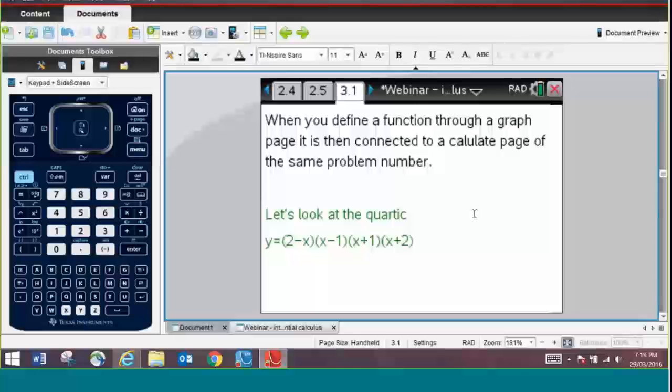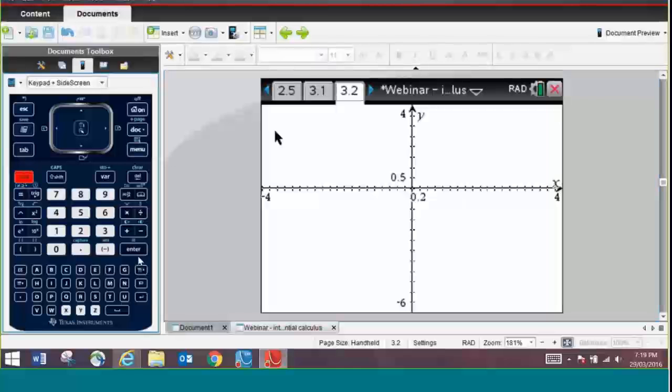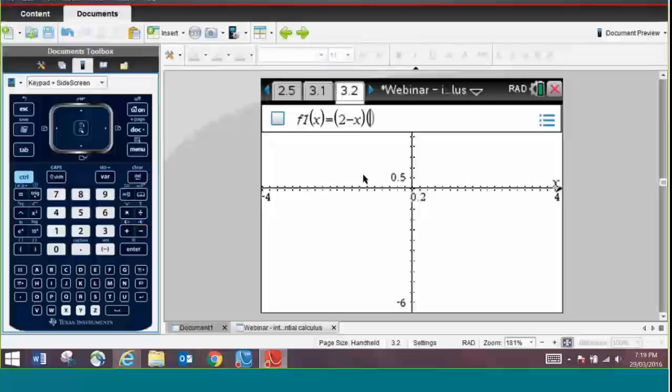And what I want to look at now is the gradient graphs and the graphs of the second derivative and the connection. So I've got a quartic here, and I'm just using the factorised form because it makes life easier for putting that in. So I'll just quickly put that in. 2 minus x.